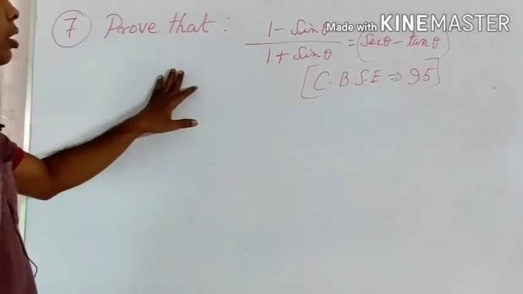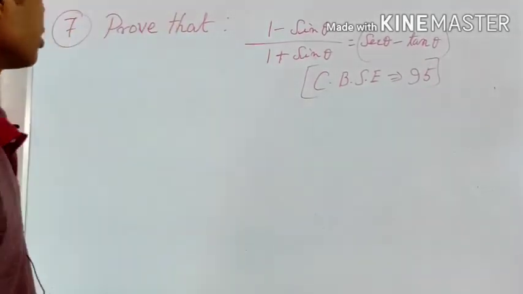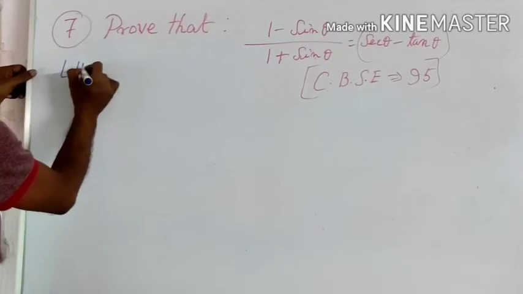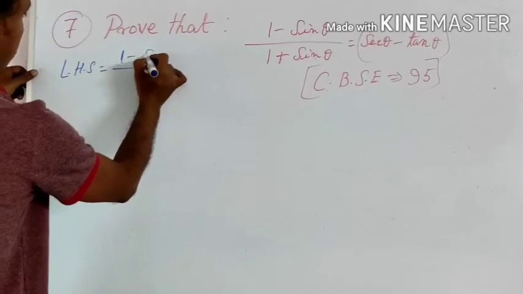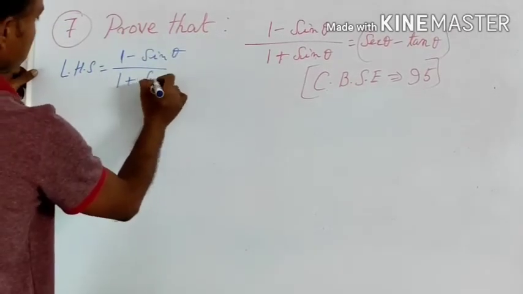This question has come from CBSE in the year 1995. So left hand side, let us solve it. The left hand side is equal to 1 minus sin theta by 1 plus sin theta.